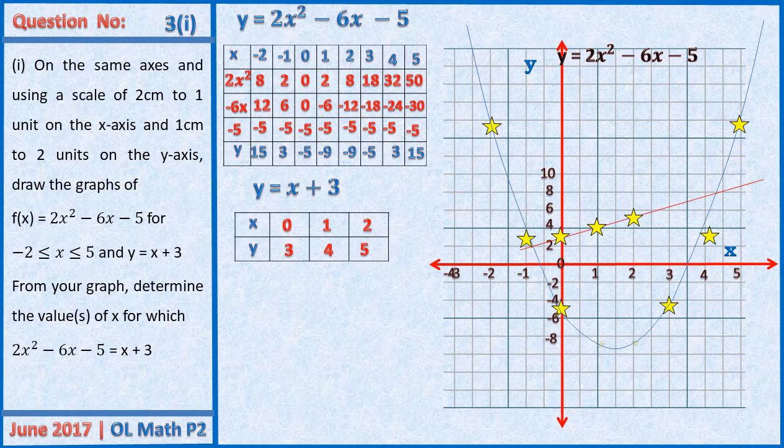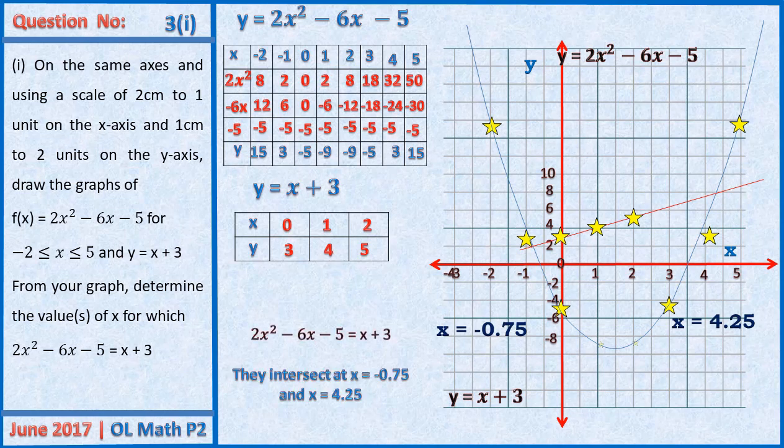We can now see the points where these two curves intersect. They intersect at x equals -3/4 or -0.75, and x equals 4.25 approximately. If your answer is not exact like this, it's okay, because there's an allowance when we are marking. So they intersect at these points.